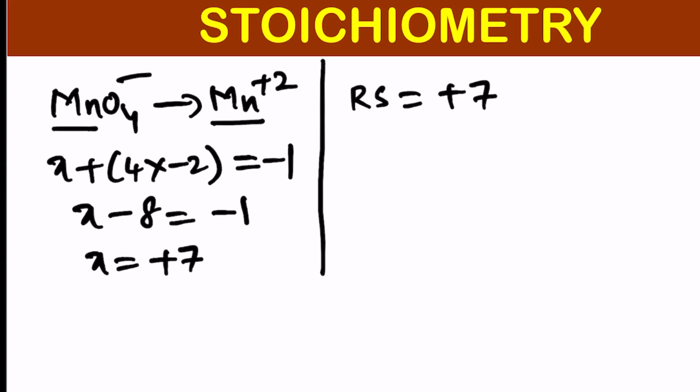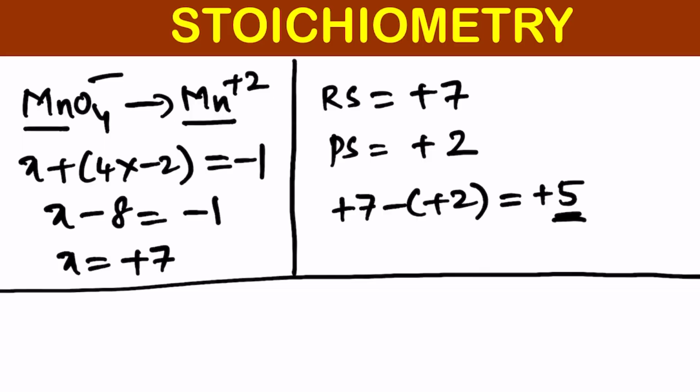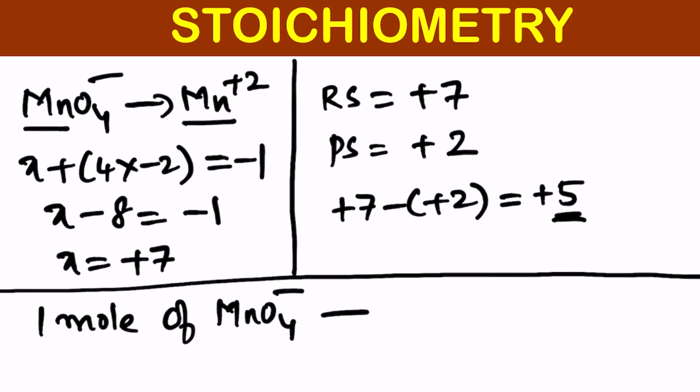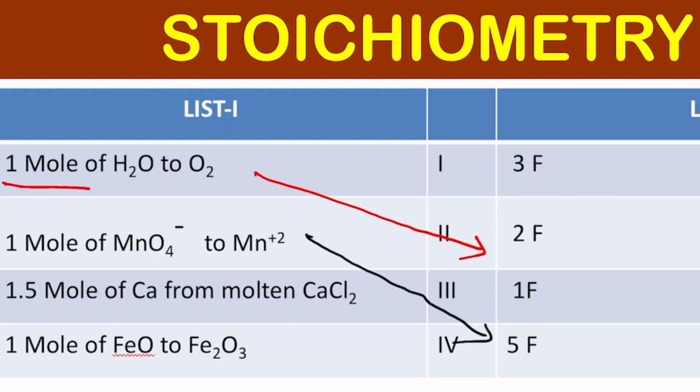Already the oxidation state of manganese on the product side is directly given, because manganese is in +2 oxidation state. So +7 is changing to +2. +7 to +2, what is the change in oxidation state? Higher oxidation state minus lower oxidation state, 5. That implies 5 moles of electrons are involved. So 1 mole of MnO4 minus requires 5 moles of electrons, that is equal to 5 Faraday. 1 mole of MnO4 minus therefore requires 5 Faradays.